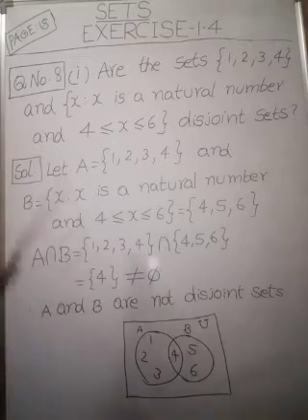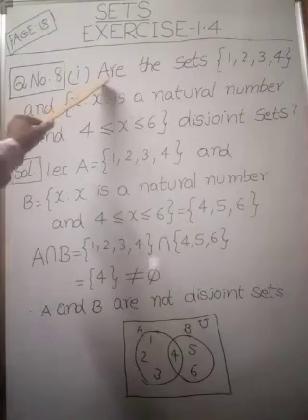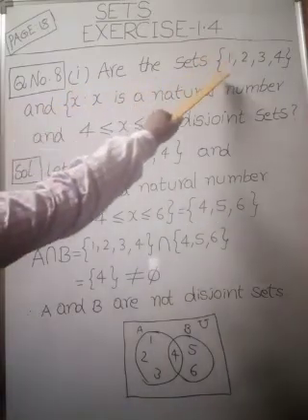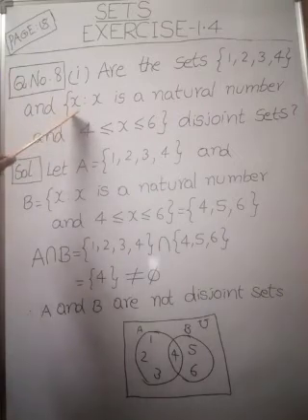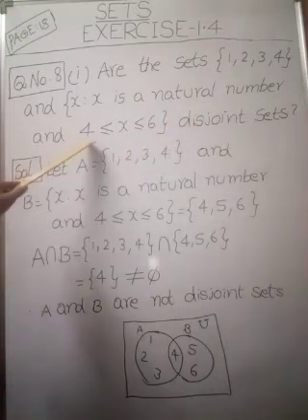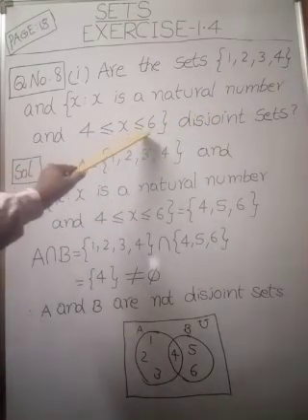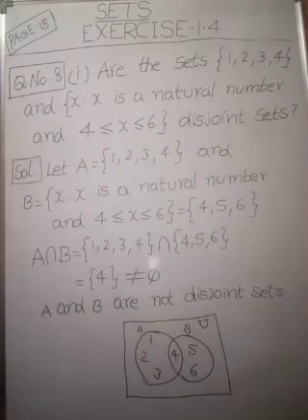Right. Now come to the question number 8. Question number 8. Are the sets {1, 2, 3, 4} and {x : x is a natural number and 4 ≤ x ≤ 6} disjoint sets? This question is based on the definition of disjoint sets. So you have to recall the definition of disjoint sets. Okay, my dear children? Right.